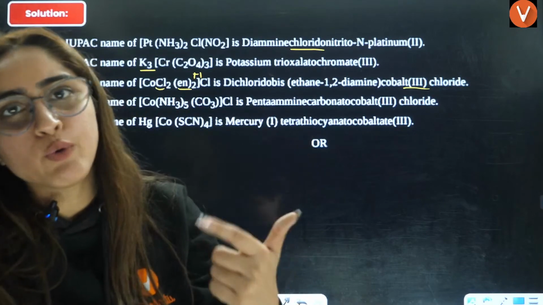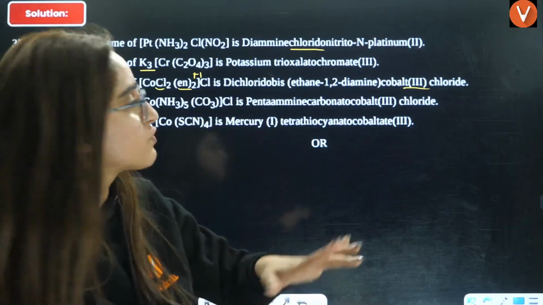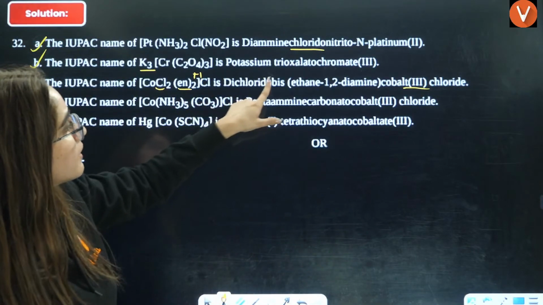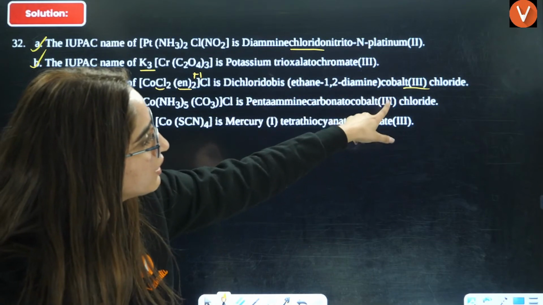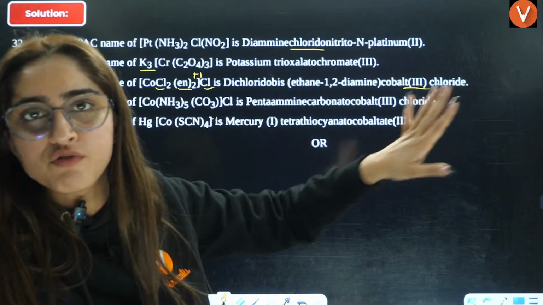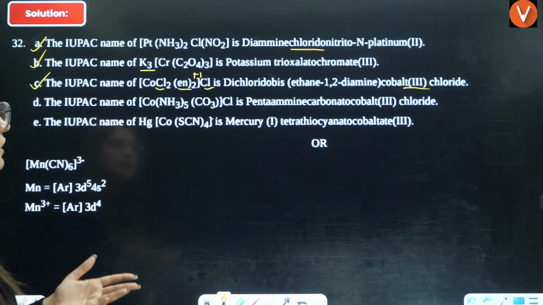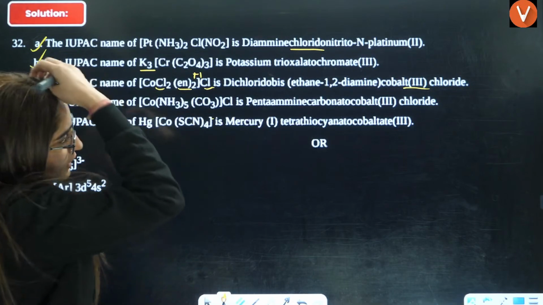Before E you have C. Okay? A, B, C, D, E, right? So it will be dichlorido, bis(ethane-1,2-diamine) cobalt(II), and the counter ion is chlorine, so it will be chloride, right? Next is, here you have CO3.